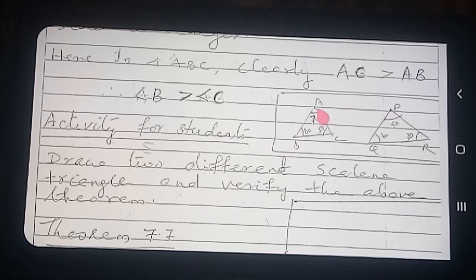Here you can clearly say which angle is the greatest. Angle A is greater. So if angle A is greater, which side will be the greater side? BC will be the greater side. Which angle is greater? Its opposite side is greater. And which side is greater? Its opposite angle is greater. I didn't write BC here. I want to explain this after explaining theorem 7.7. So let us complete 7.7, then we can come back.